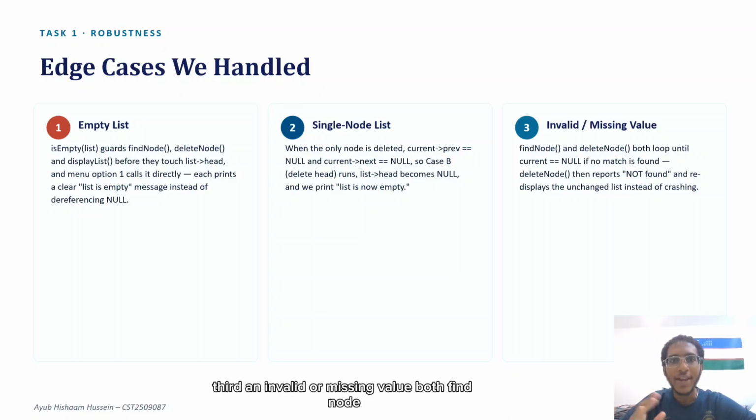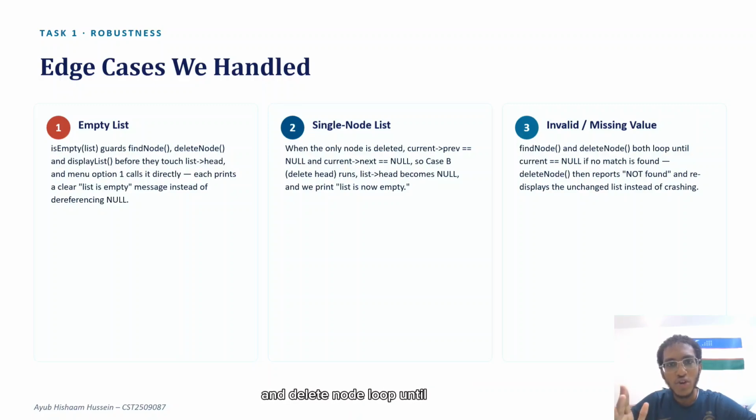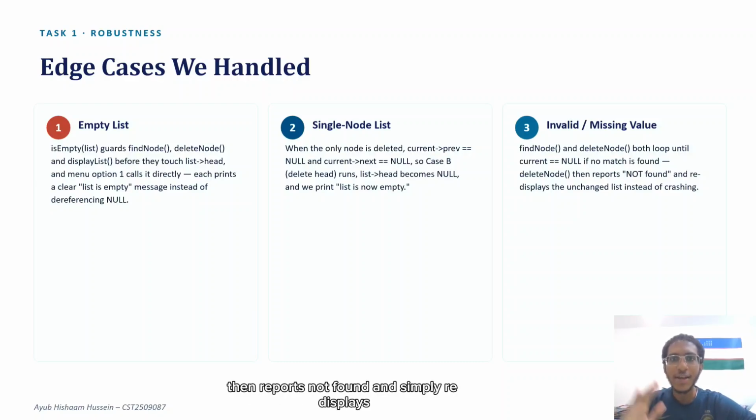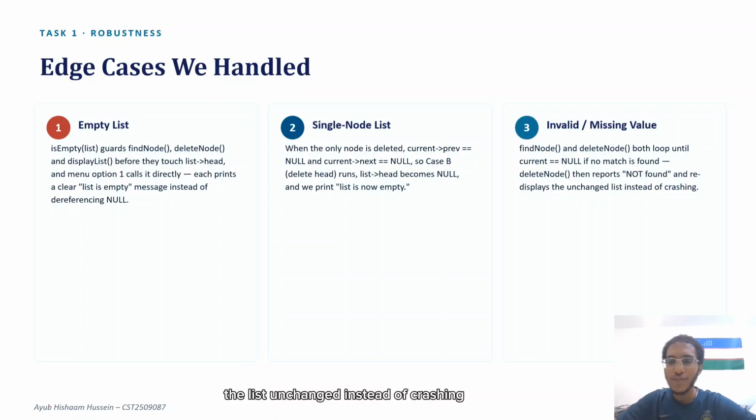Third, an invalid or missing value. Both find node and delete node loop until current becomes null. If there's no match, delete node reports not found and simply redisplays the list unchanged instead of crashing.